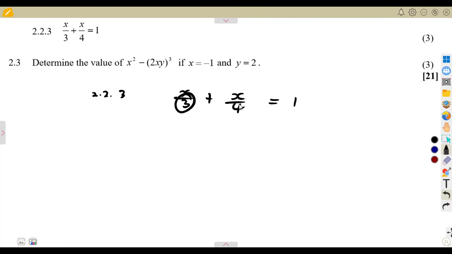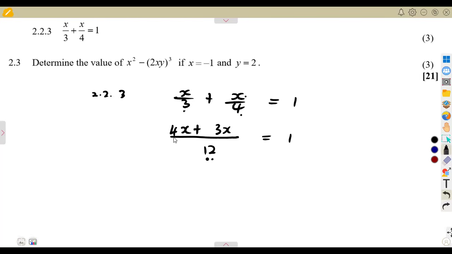Considering that 3 and 4 are different, you have to find the LCD so we can add this, which is 12. 12 divided by 3, remember your addition, is 4. Then 4 multiplies x, so it's 4 times x, which is 4x. Plus 12 divided by 4, which is 3. Then 3 times x, which is 3x. So this is equal to 1.